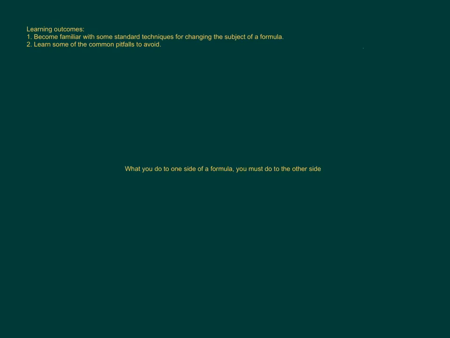So for example, you can add or subtract to both sides of a formula. You could multiply or divide both sides of a formula. You could square both sides, or you could take the square root of both sides. And there are a number of other examples of what you can do also. So rather than cover every single one, just simply remember the basic rule in the center.